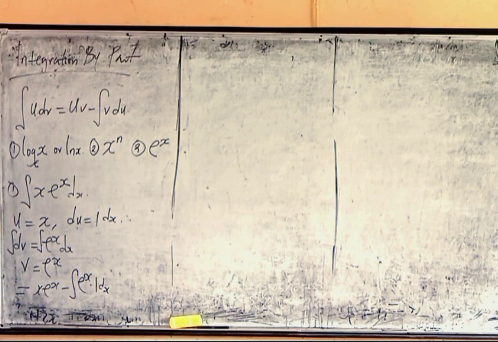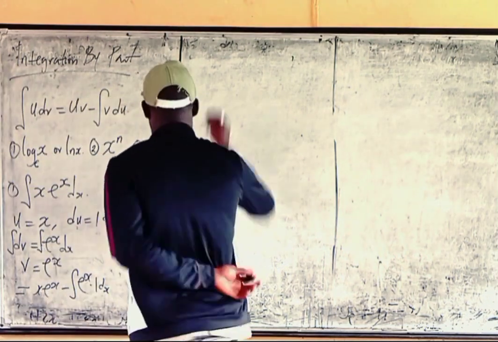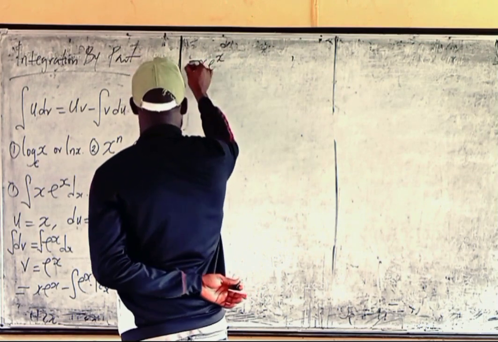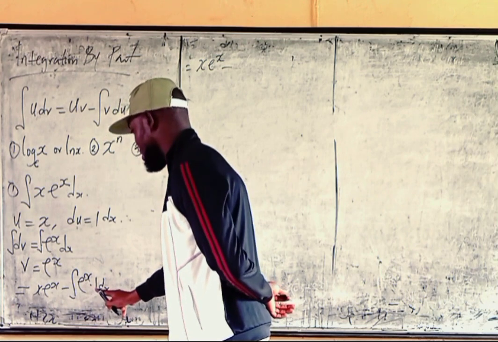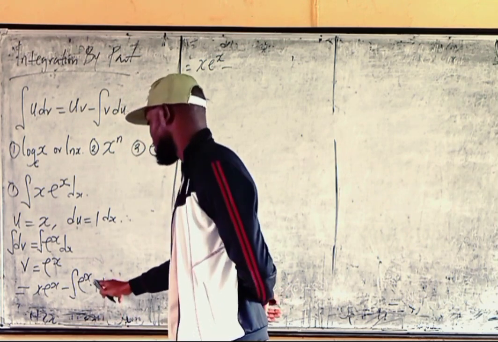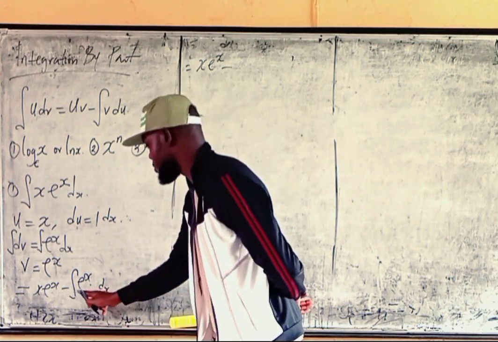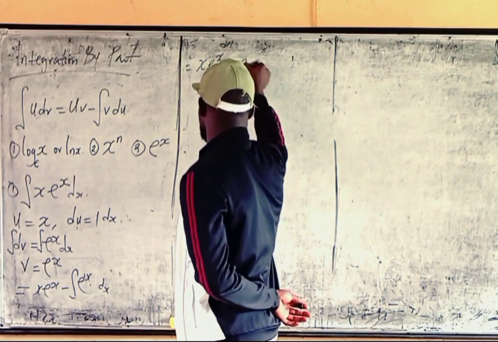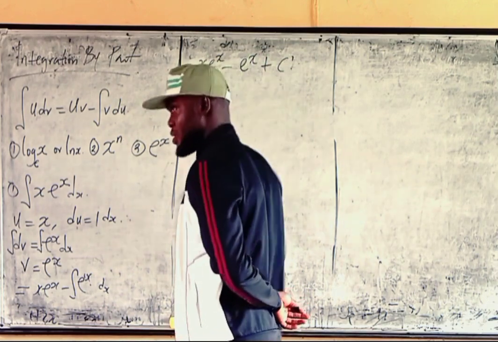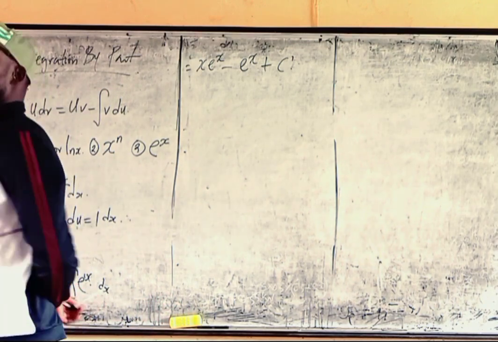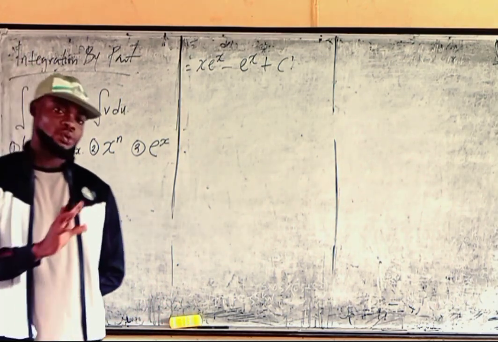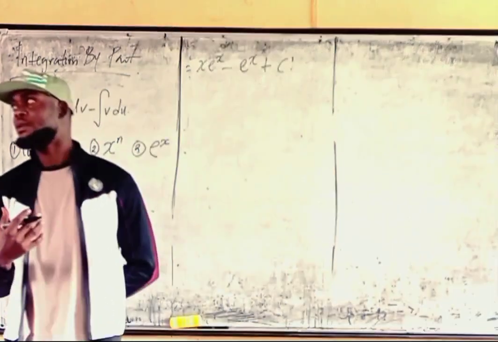The next thing, we'll have x e^x minus the integral of e^x dx. Integrating e^x dx, it will still remain e^x, then plus c. That will be the final answer to that. As far as you know what you are doing, you don't have much problems.